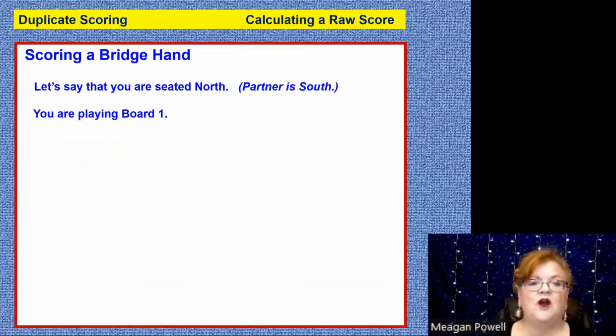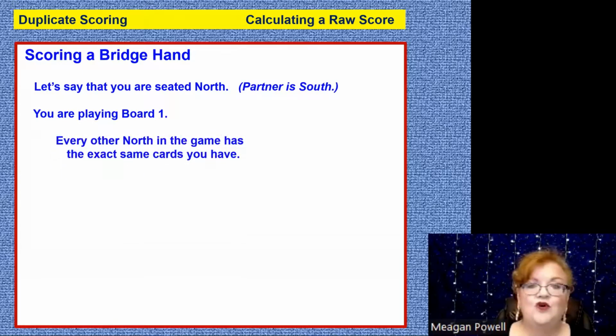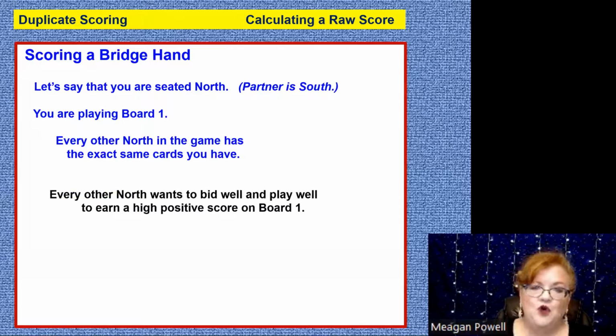So let's say that you and I are partners, all right? You're seated north, I'm your partner, I'm south, and you are the declarer on board one. Now, every other north in the room, whether it's a digital room or it's a live room, is going to play board one, and every other north is going to see the exact same cards on board one that you see, all right? So your job as north on board one is to bid as well as you can based on what you know from the auction, and then to play that hand as well as you can.